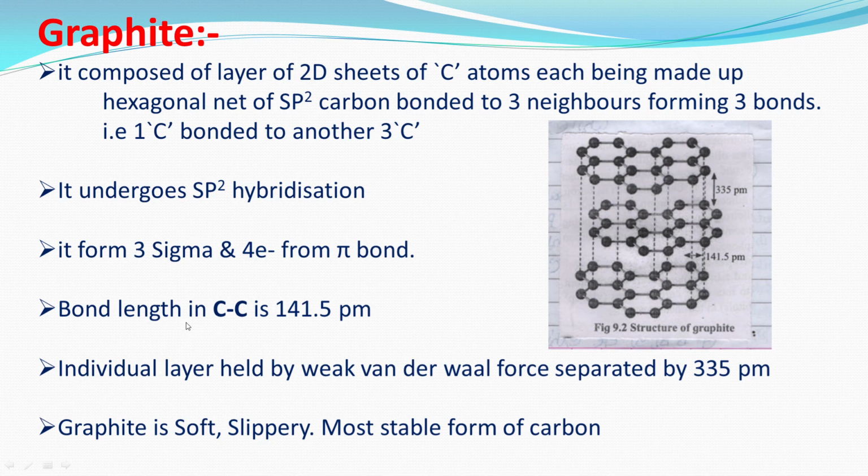The carbon-carbon bond length is 141.5 picometer. Individual layers are held by weak van der Waals forces, separated by 335 picometer. Here is the first layer, second layer, third layer. The first layer and second layer are separated by 335 picometer. Graphite is very soft and slippery, and graphite is the most stable form of carbon.